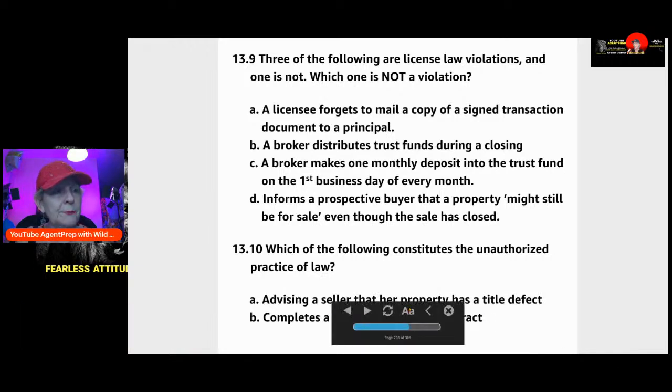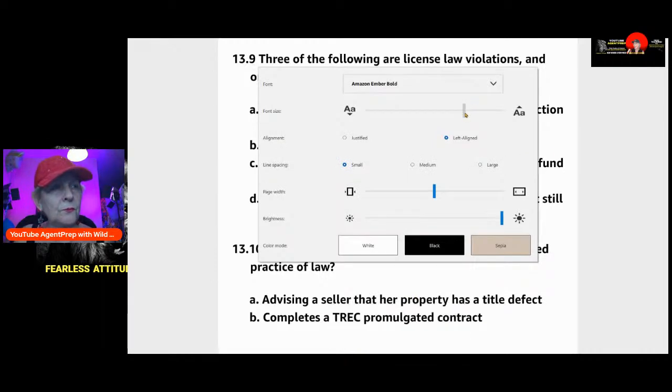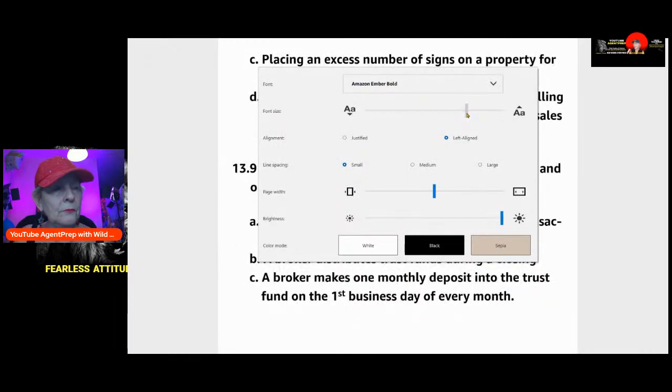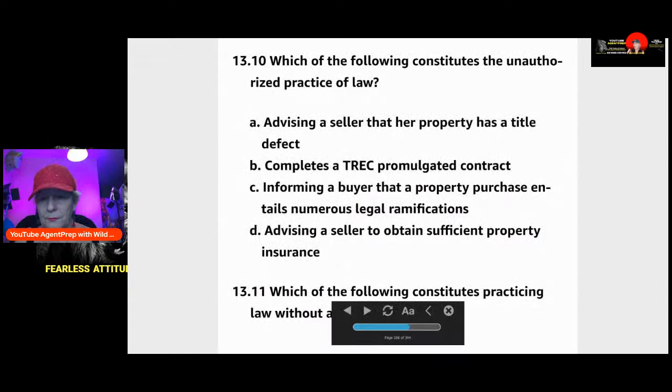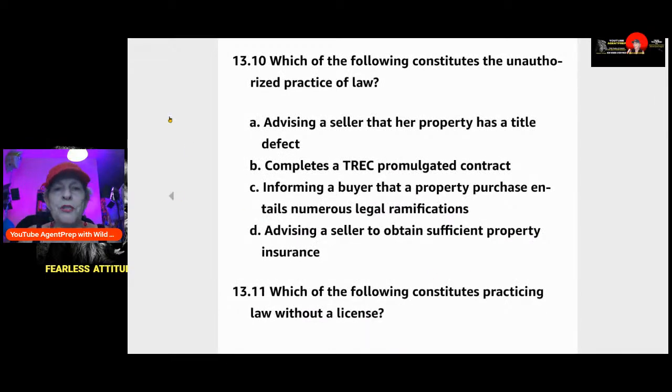All right, number 10. I think everybody got that one right. Yes. So which of the following constitutes the unauthorized practice of law? Okay, we are not to practice law. So which one is considered practicing law, A, B, C, or D?